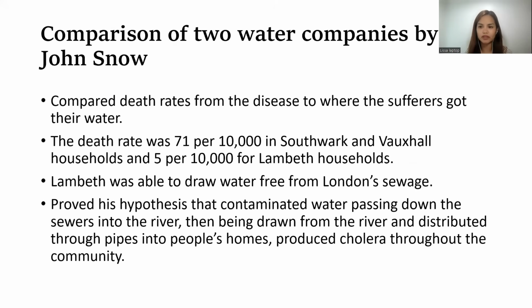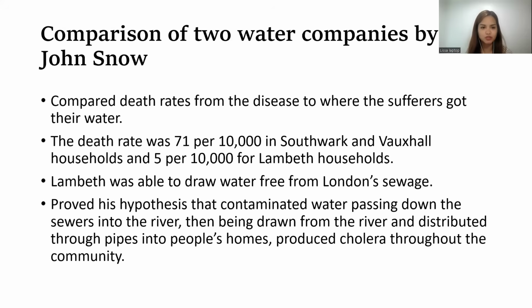The second involved an analytic epidemiologic investigation of a cholera epidemic in which he compared death rates from the disease to where the sufferers got their water. So the death rate was 71 per 10,000 in Southwark and Vauxhall households. This is the water company, Southwark and Vauxhall. And the death rate was 5 per 10,000 in households supplied by the Lambeth Water Company. And the difference between the two companies was that Lambeth was able to draw water free from London sewage.